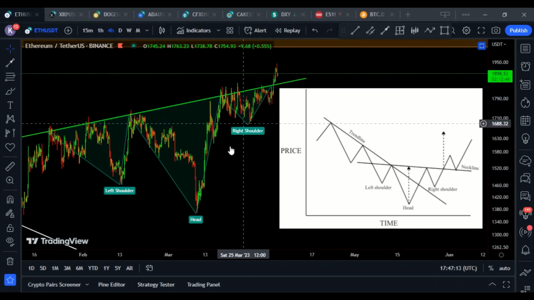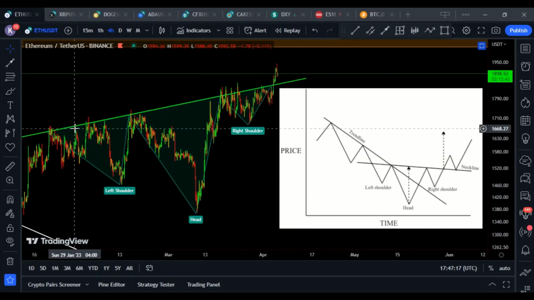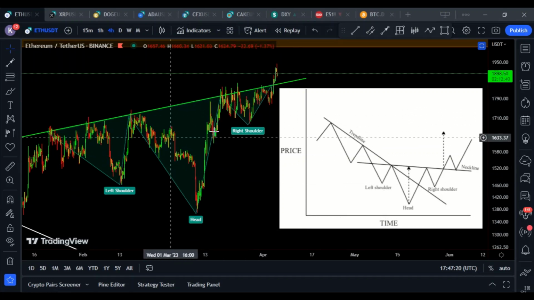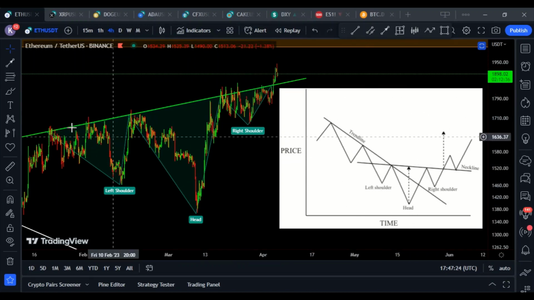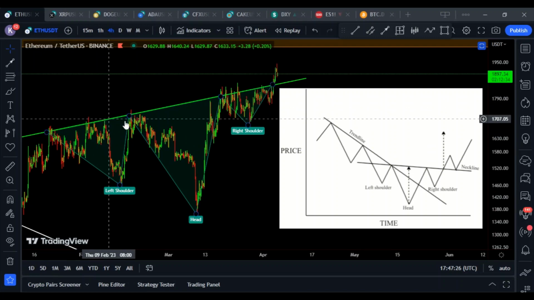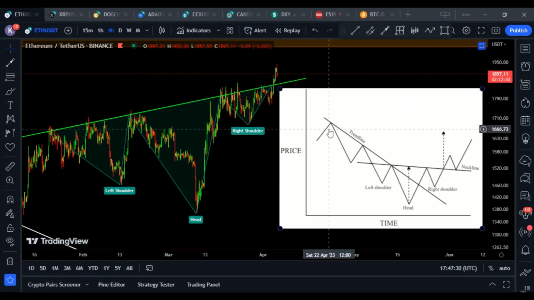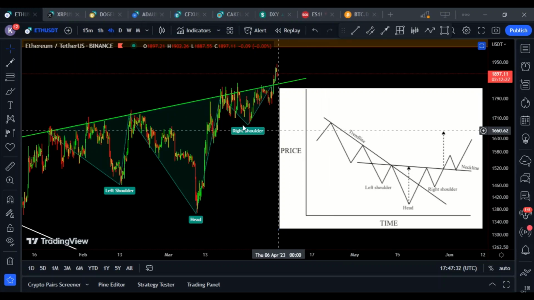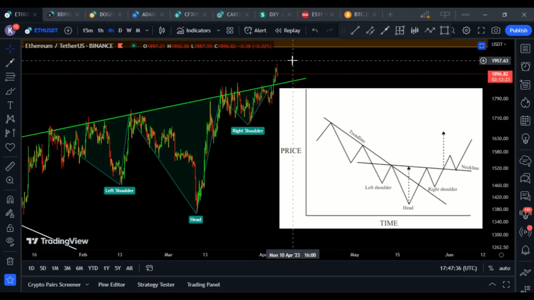So the head and shoulders would be on the lower part of the resistance. Meanwhile, a head and shoulders, we flip this around to the upper side, and we'll have the shoulder, head, and shoulder, and the break would be to the downside. So inverse head and shoulders, bullish. Head and shoulders, bearish pattern.